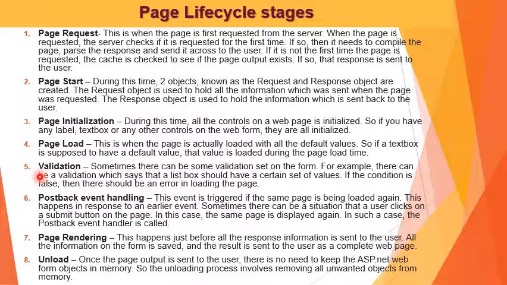Now, the next stage is validation. Sometimes there can be some validation set on the form. For example, there can be a validation which says that a list box should have a certain set of values. If the condition is false, then there should be an error on loading of the page.